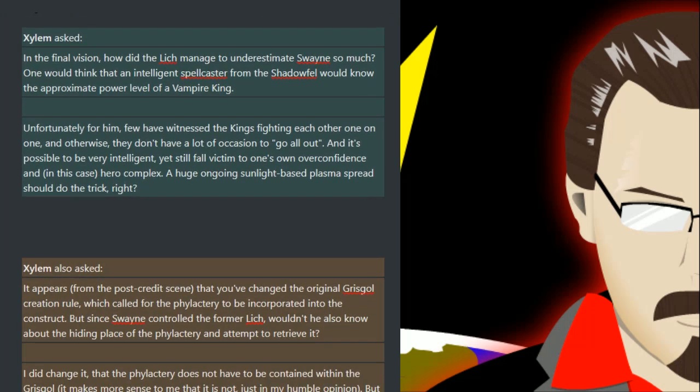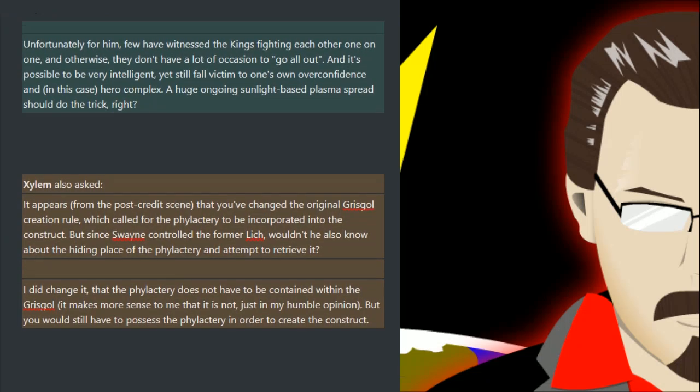Xylem also asked, it appears from the post-credit scene that you've changed the original Grisgol creation rule, which called for the phylactery to be incorporated into the construct. But since Swain controlled the former Lich, wouldn't he also know about the hiding place of the phylactery and attempt to retrieve it? I did change it, so that the phylactery does not have to be contained within the Grisgol. It makes more sense to me that it is not, just in my humble opinion. But you would still have to possess the phylactery in order to create the construct.